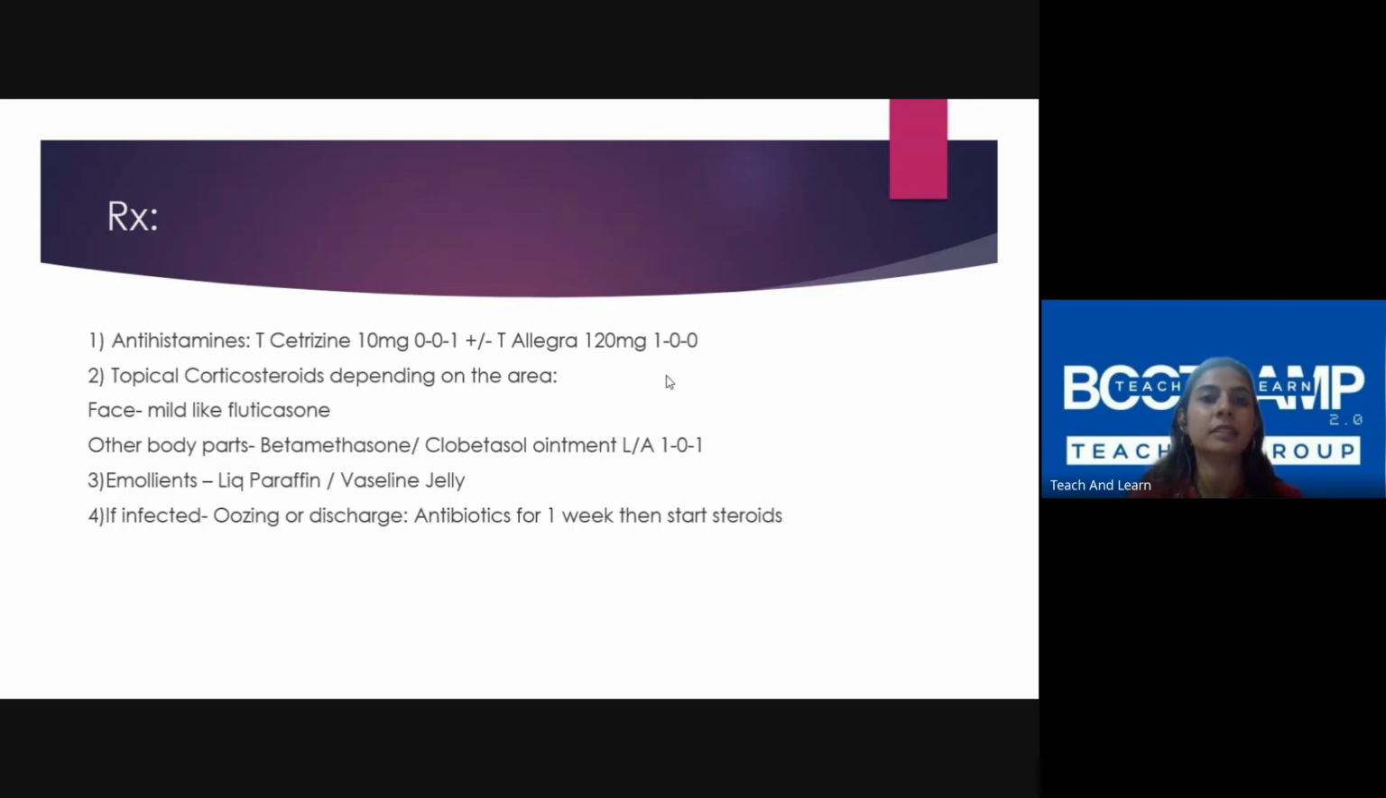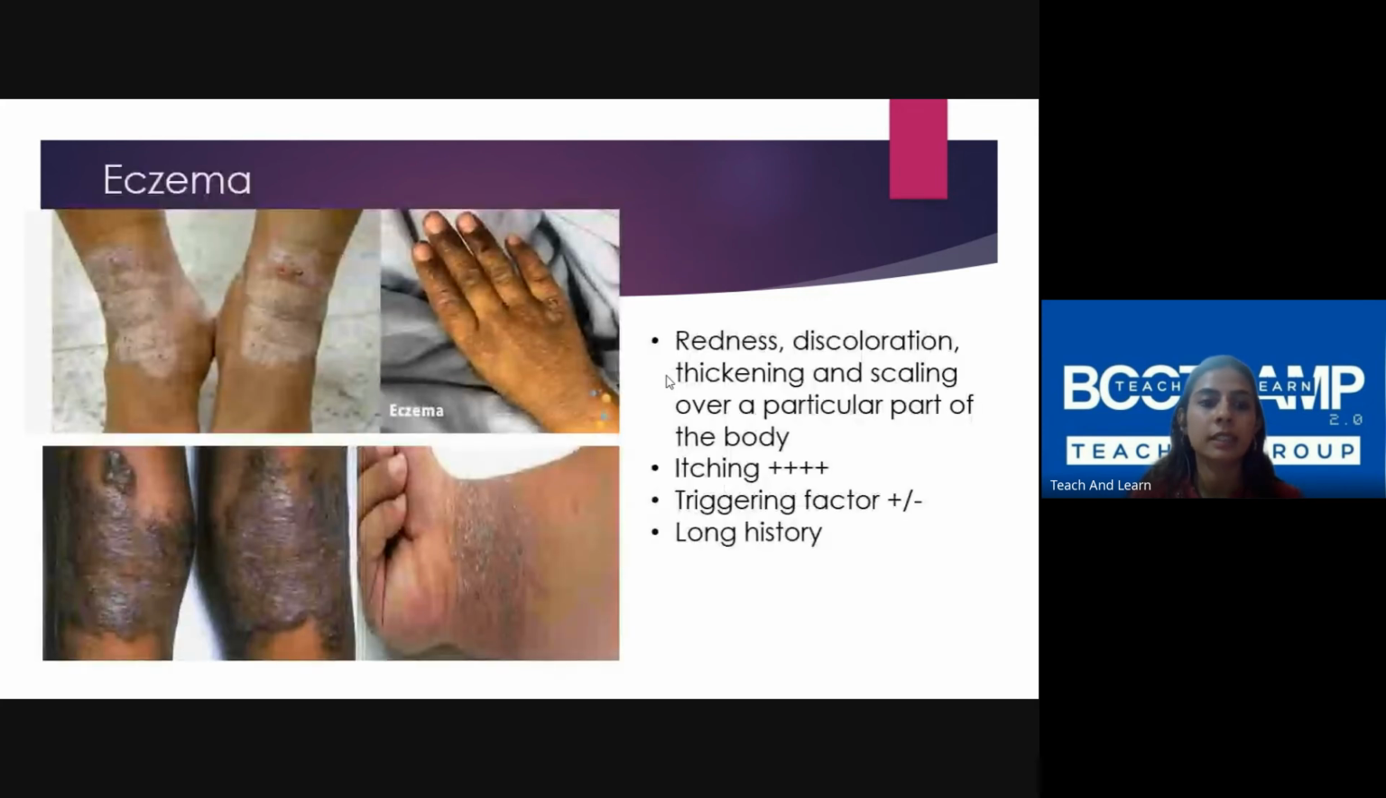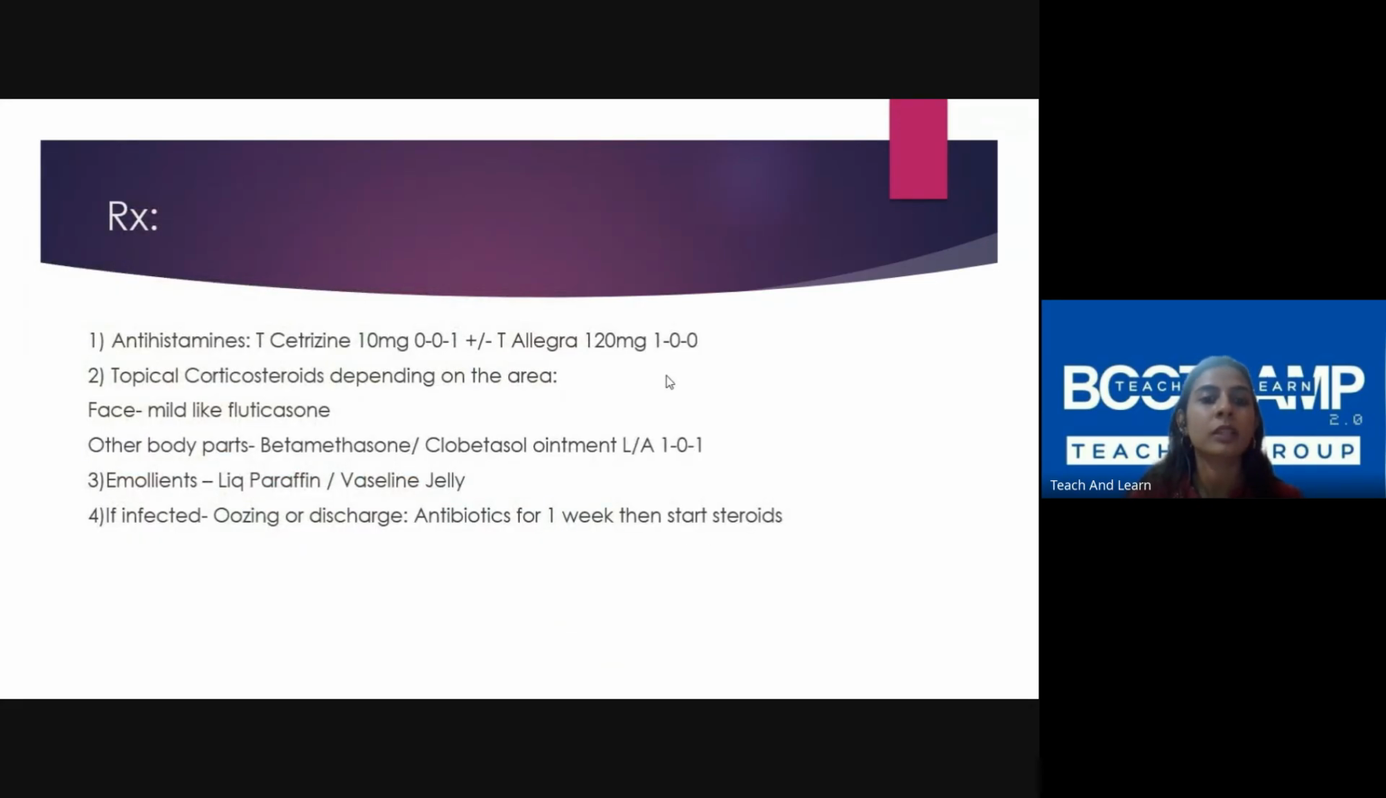And infections are very common here because they're using their nails to scratch these lesions. Here itself on the top left corner, you can see that there is a bleeder there. So that is because the patient was scratching. So you check for any oozing or discharge from that eczematous area. If it is there, you should not give topical corticosteroids. Give them antihistamines and give them a course of antibiotic for a week.